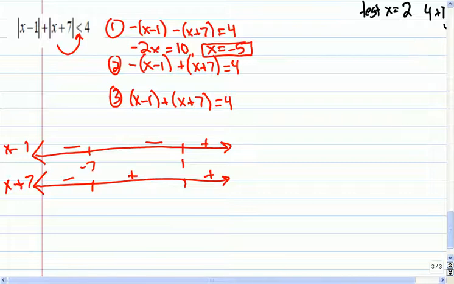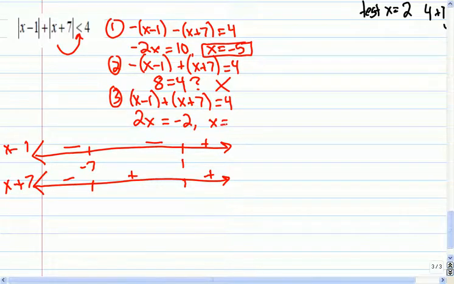Okay, for the next one, the x's will cancel out. I'll end up with 7, so that'll be 8 equals 4, which of course is not true. So we basically just reject that. We say that one is nonsense. There's no solution to be found in there. Okay. And then the final one, this will be 2x equals negative 2. So x equals negative 1. So these are my candidates, and I just want to quickly check them.